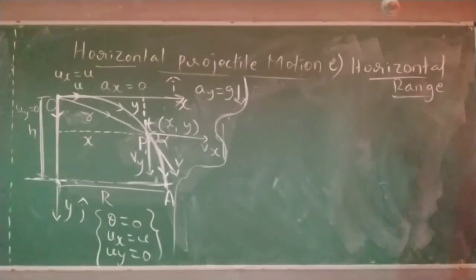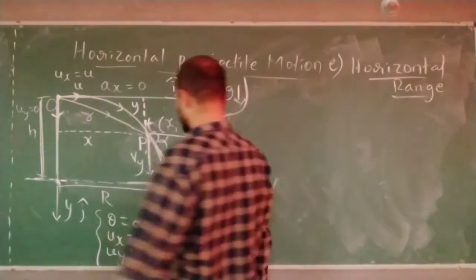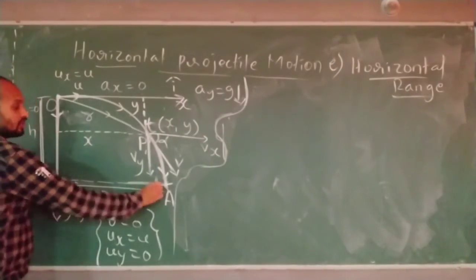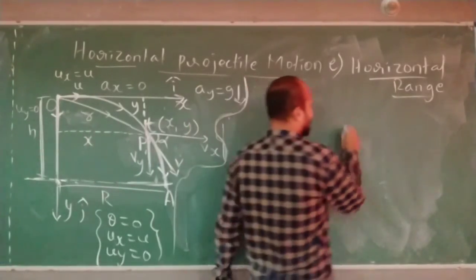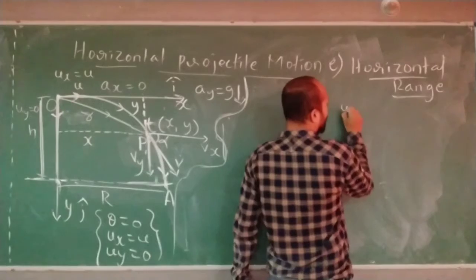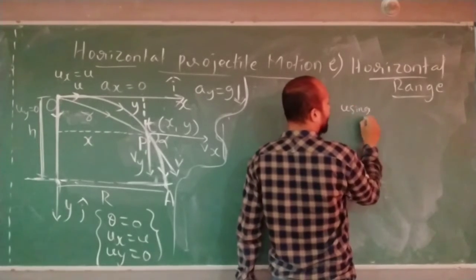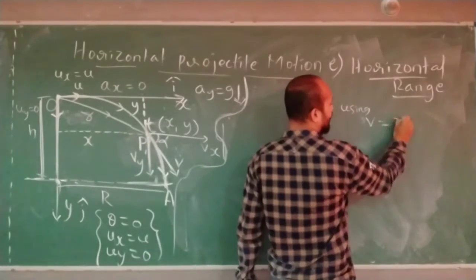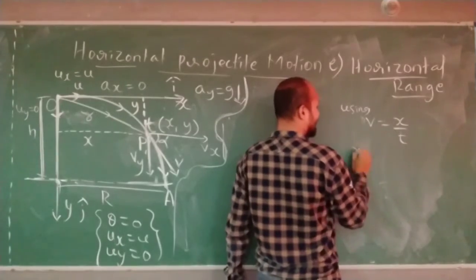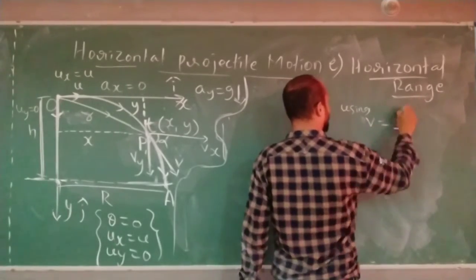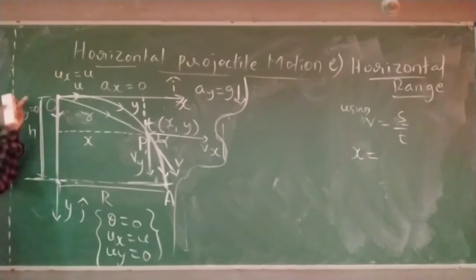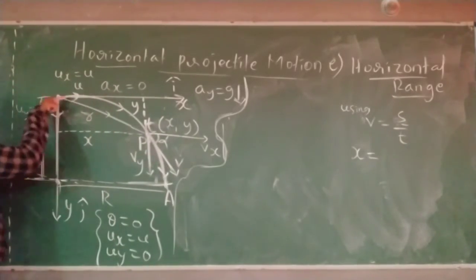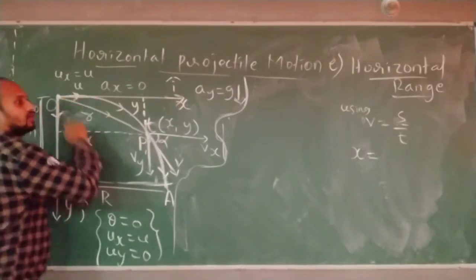Horizontal range. Range of the projectile: look along the x-axis. Using the equation v is equal to s by t, along the x-axis I can write the following.